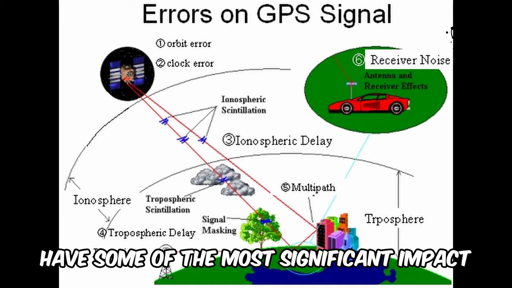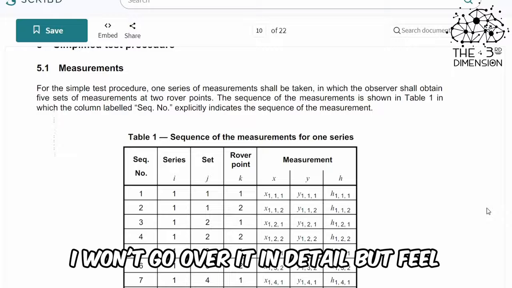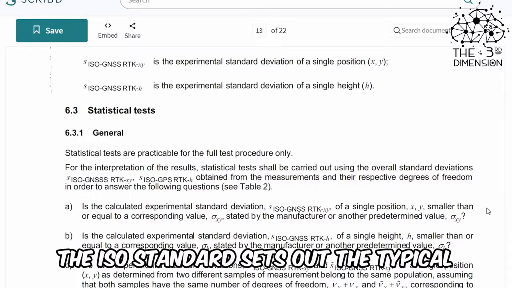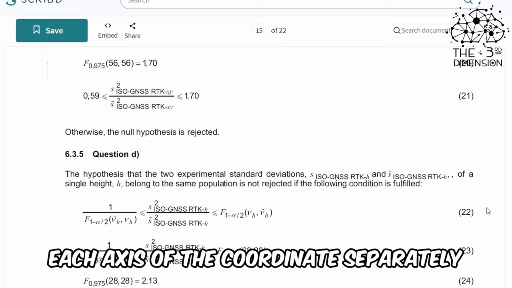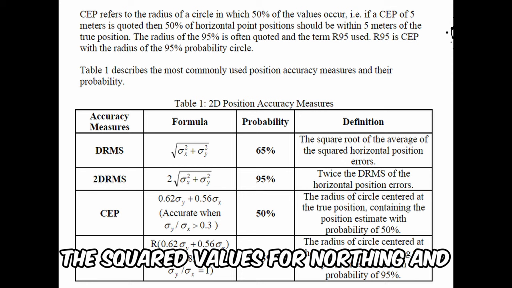ISO 17123-8 sets out the methodology to test and calculate the standard deviation of a GNSS receiver. I won't go over it in detail, but feel free to pause the video if you'd like to try it out for yourself. The ISO standard sets out the typical standard deviation equations to use on each axis of the coordinate separately. Then to check the calculated values, you use the standard deviation for elevation directly and take the square root of the sum of the squared values for northing and easting to get the DRMS, or distance root mean squared in two dimensions.